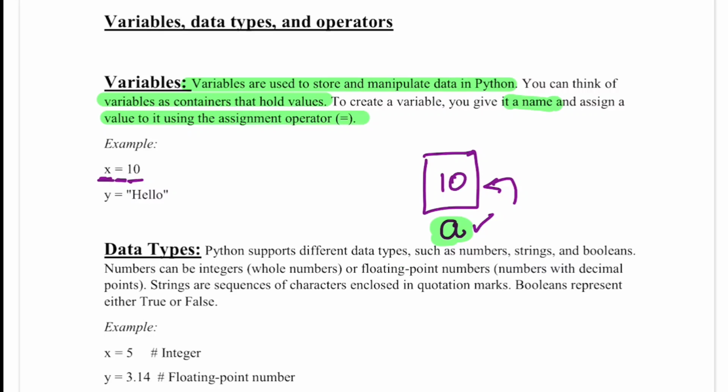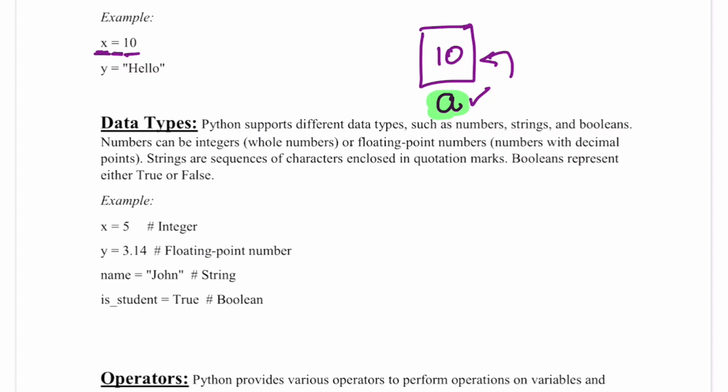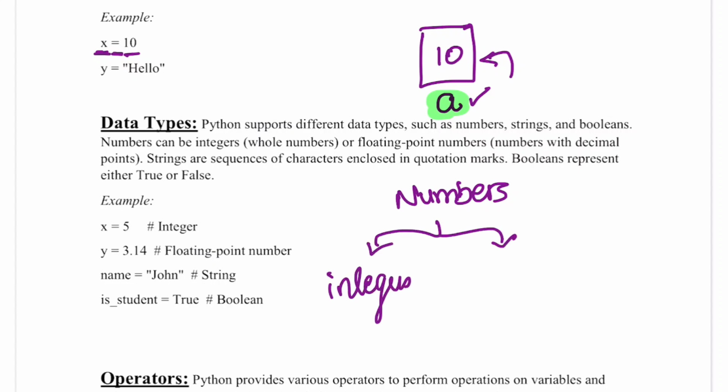Now we have data types. Python supports different data types such as numbers, strings, and booleans. Numbers can be integers and floating point numbers. So we have this numeric data type or numbers. It has two categories. The first is integers, and the second is floating points or float numbers.